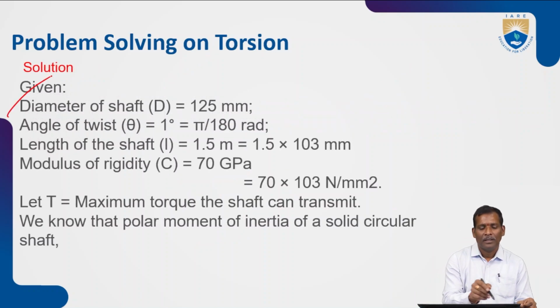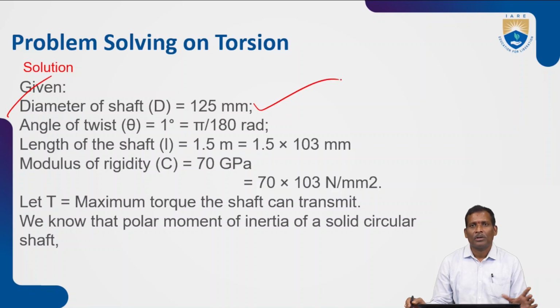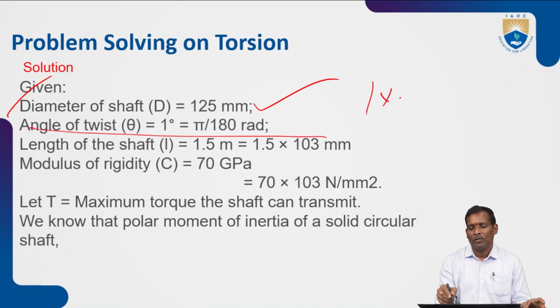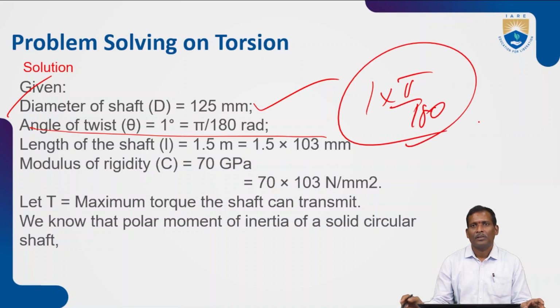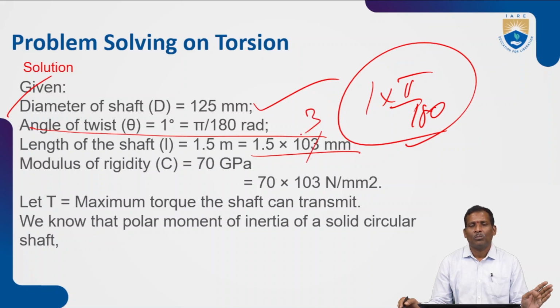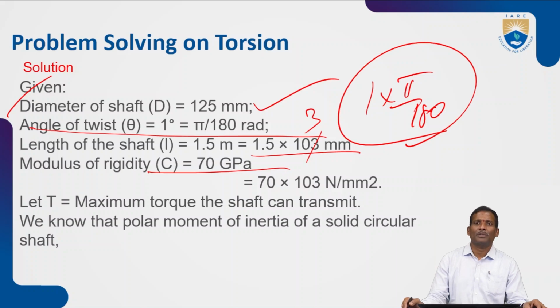Now given data: diameter of the shaft 125 mm. The angle of twist 1 degree, converted into radians, multiply with 1 into pi by 180, we will get in radians. The length of the shaft 1.5 meter, 1.5 into 10 cube. Modulus of rigidity 70 gigapascal, converted into Newton per mm square. So let T be the maximum torque the shaft can transmit.